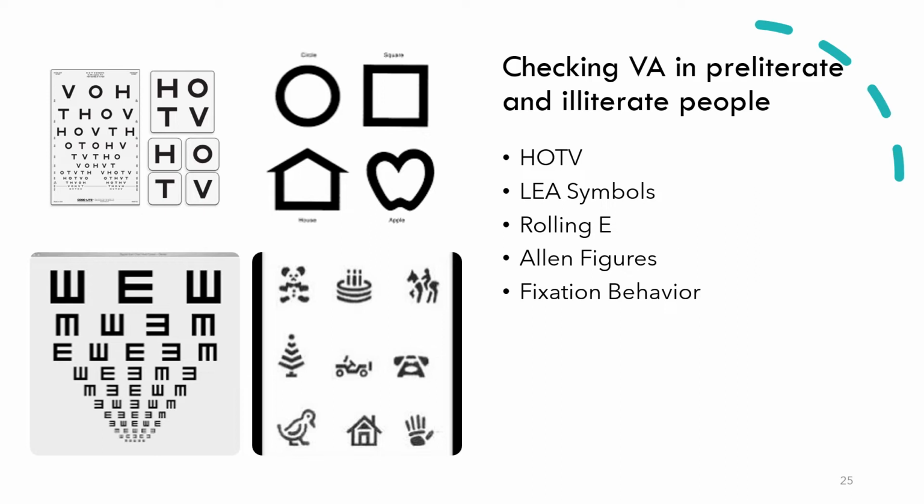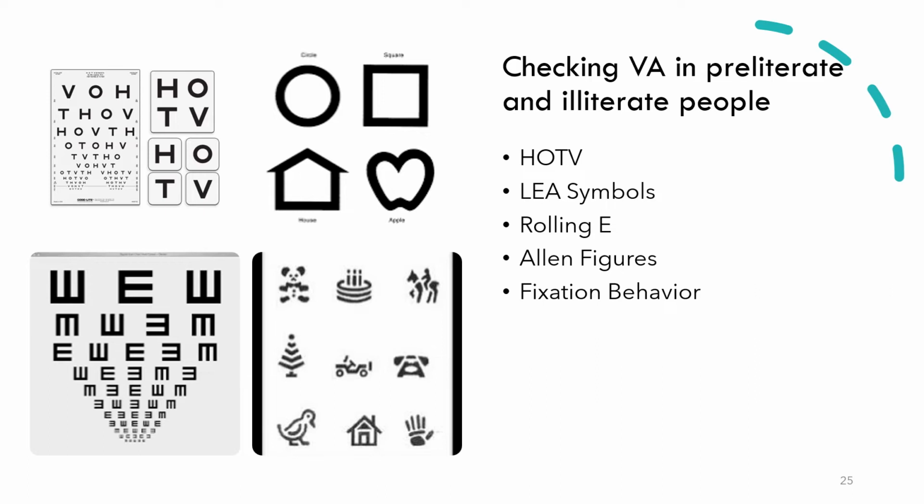There may be instances when you are working with preliterate or illiterate patients. There are several charts that can be helpful in assessing vision in these patients, and they are, in order of preference, the HOTV chart. Here, a patient is handed a card with the letters H, O, T, and V on it, and they can point to the letters in the order that they see them on the chart.